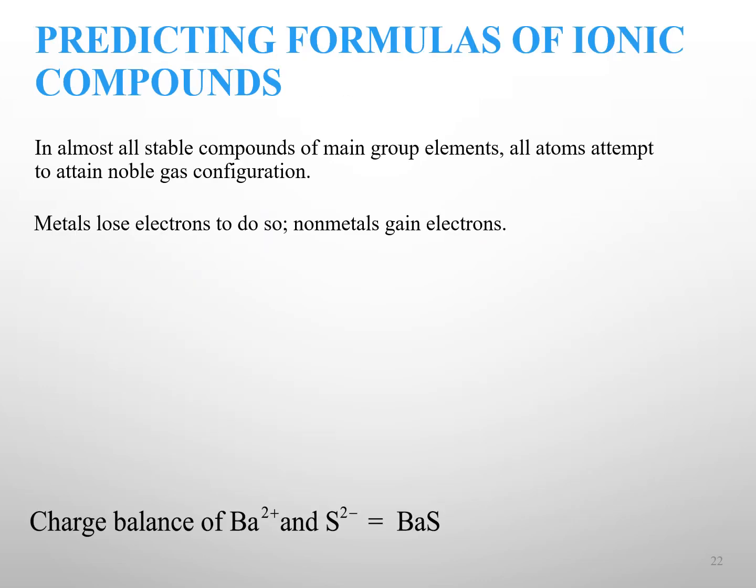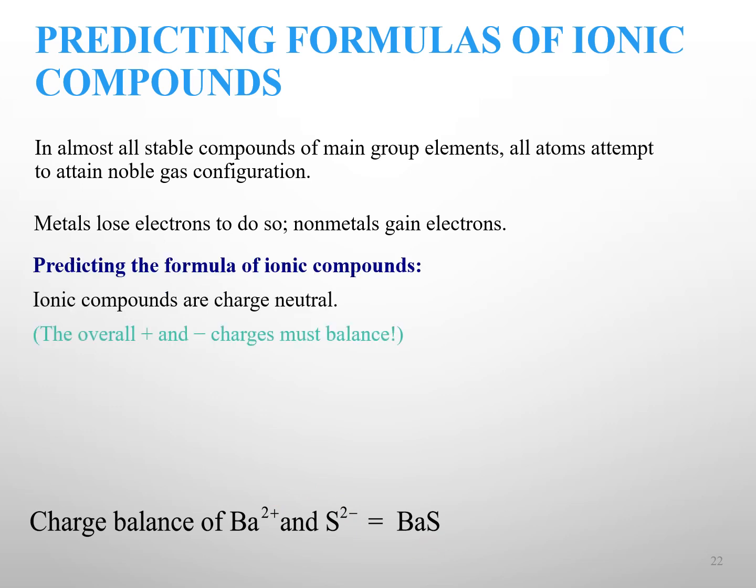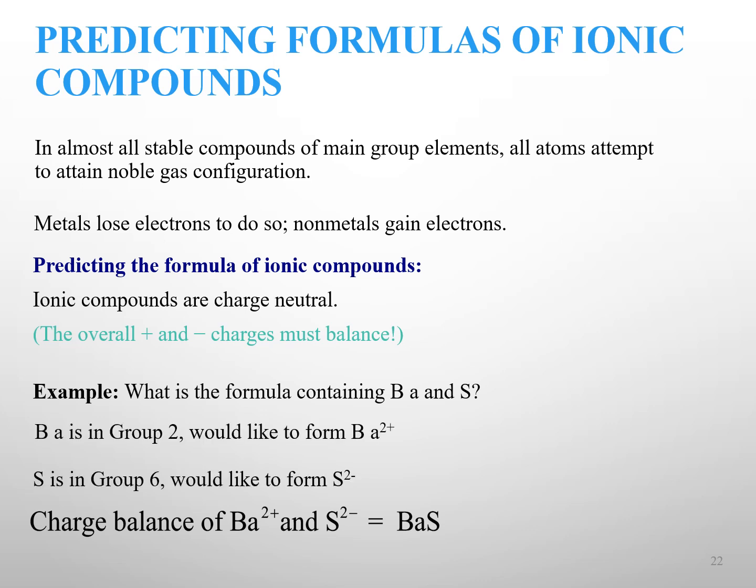So let's predict ionic compound formulas. What we want to do between barium and sulfur: barium is in group 2, so it will be 2+. Sulfur is in group 6, so it will be 2-. So when you combine 2+ and 2-, you get BaS. We already knew that, so just make sure that the charges balance.